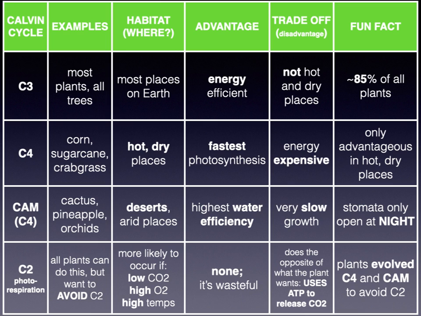Then there is the C2. C2 that I threw in on this table for you. All plants can do this, but they don't want to. You want to avoid C2. It's called photorespiration. It's more likely to occur if you have low carbon dioxide, high oxygen, and very high temps. There is no advantage. It's wasteful. None. No advantage to C2.